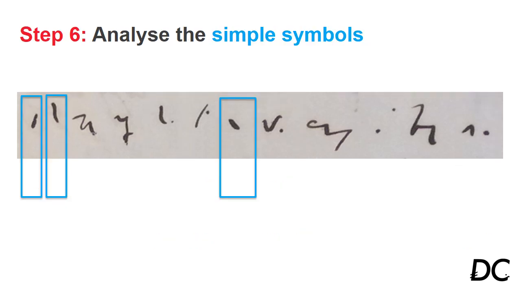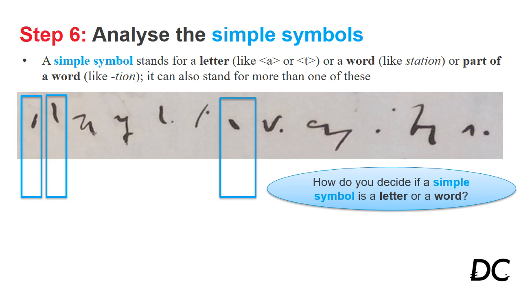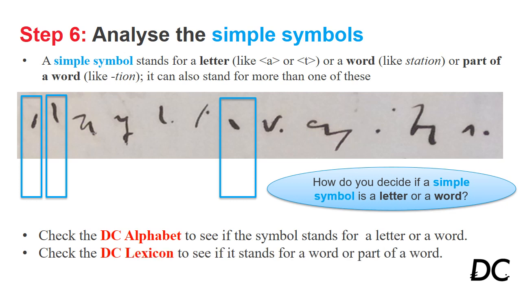Now we can move on to step 6 and look at the simple symbols, the ones with one basic shape. You'll remember that these simple symbols either stand for a letter like A or T, or for a word like station, or for part of a word like the TION of station. But how do you decide if it stands for a letter or a word? To see if one of these simple symbols stands for a letter, you should use the DC alphabet like you did for the consonant symbol with the dots. Then you should use the DC lexicon to see if the symbol might also stand for a word. Remember, you should write all of these hypothetical letters or words underneath the symbol.